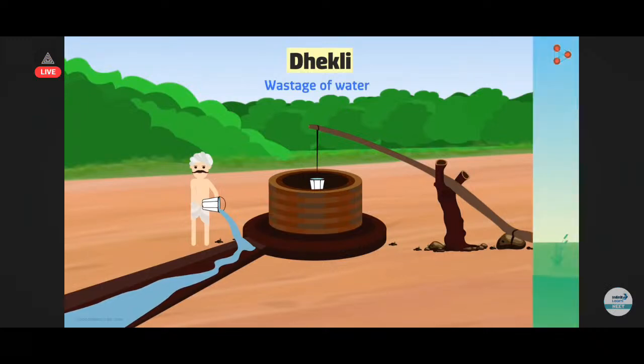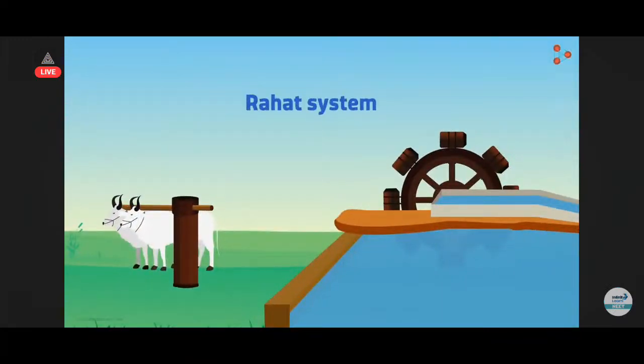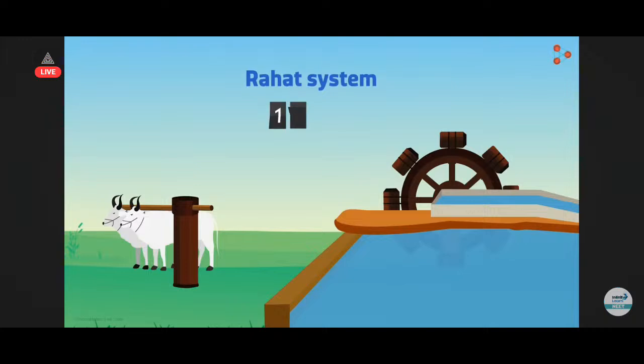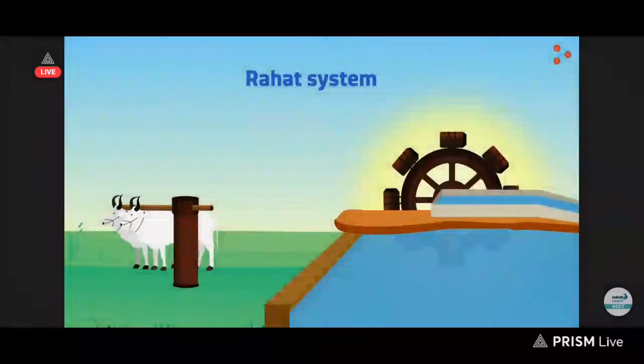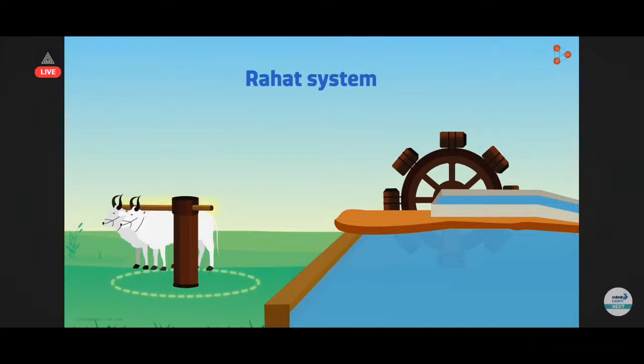Now what about the last system? The rahat system? This is a 1,300-year-old method of irrigation which now is almost extinct. This one requires two wheels. One wheel is attached with several buckets all around its circumference and is placed halfway inside the water body. The other is placed on the ground with a rod attached to it. This rod is placed horizontally. It can be made to move in a circle.